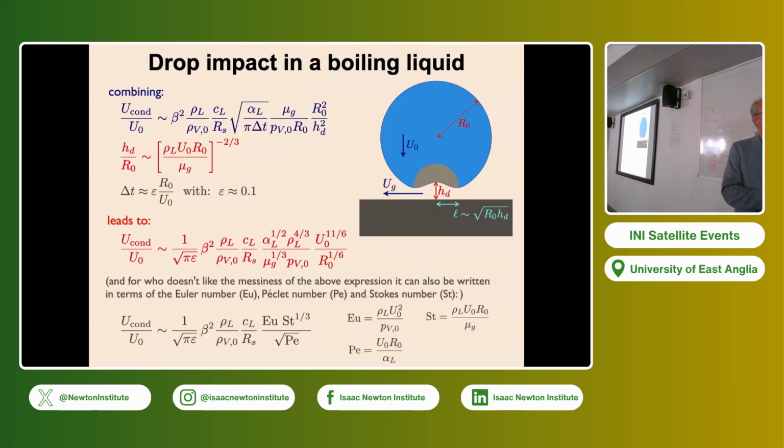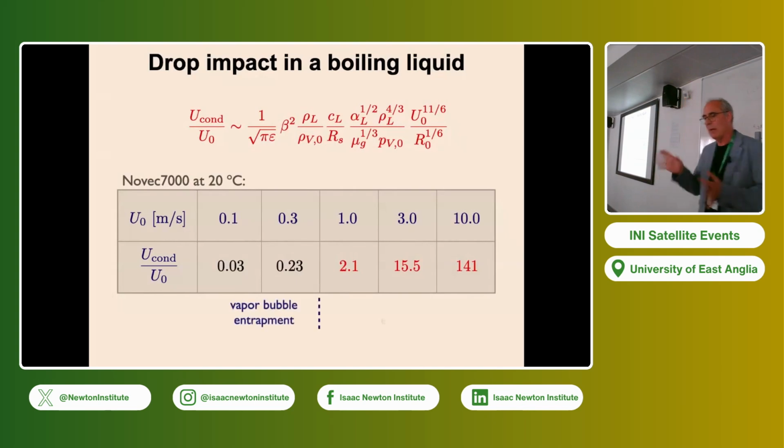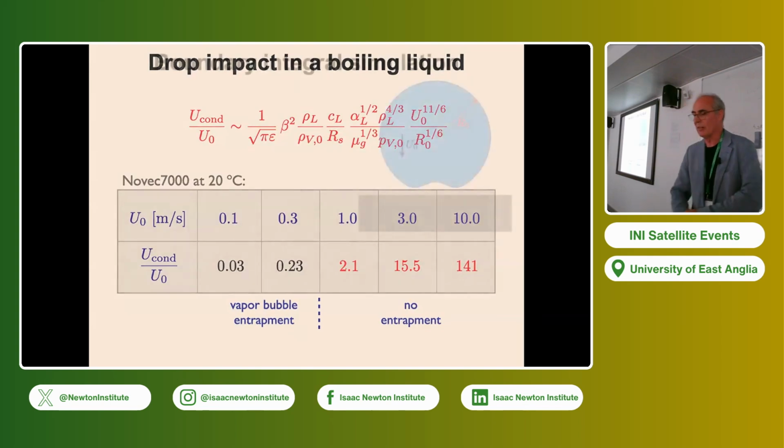And for those of you who do not really like the expression very much, we can also express it in dimensionless numbers that have some more meaning, like the Euler number, the Stokes number, and the Peclet number in the expression that you see over there. Now, if we take this expression and compute the value of U_cond over U_0 for the experiment that we did, then we see that there is indeed a crossover at about 0.5, where we go from vapor bubble entrapment to no entrapment for the higher impact speeds, more or less explaining what we see in the experiment.